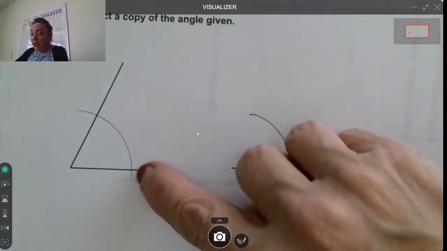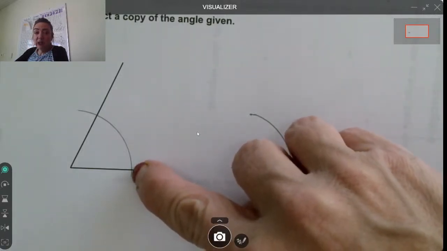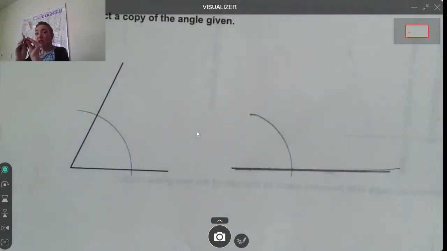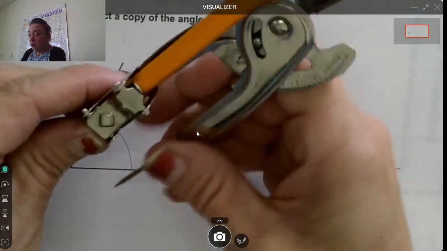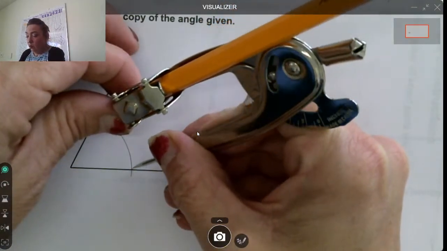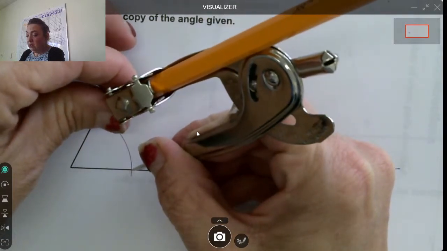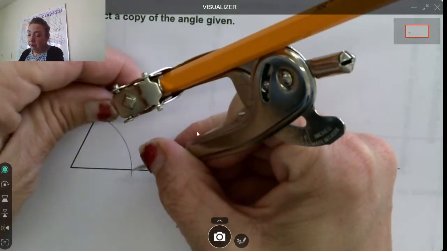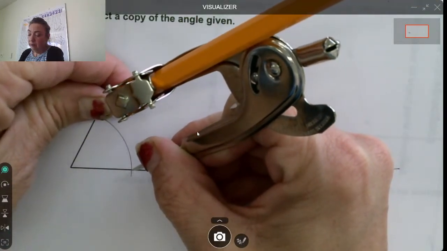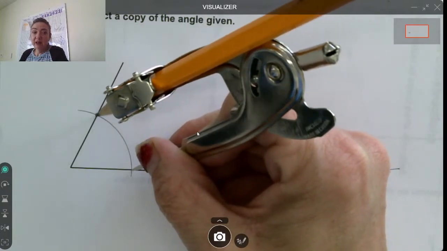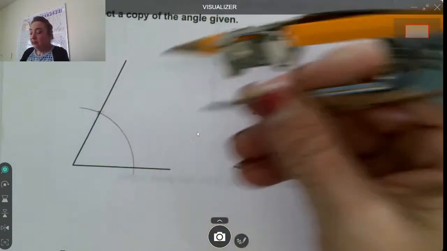Okay. Now, we need to know where we need to make this line through here. So we need to know how far it is from this point to that point. So we're going to take our compass and use it as a measuring tool to measure from one side where our arc we made crosses to the other side where our arc we made crosses. Y'all see? Okay, it is nice.